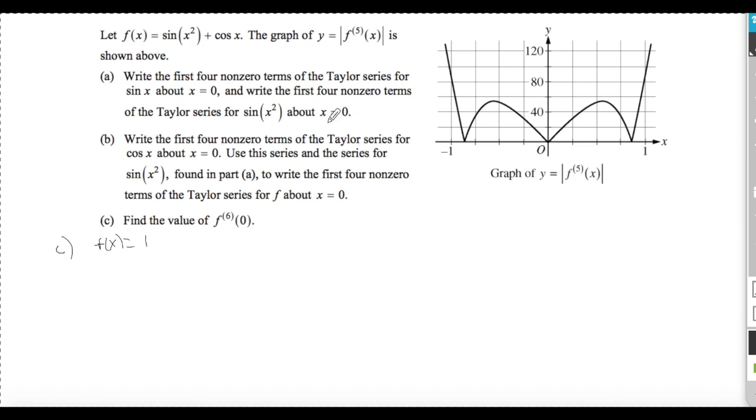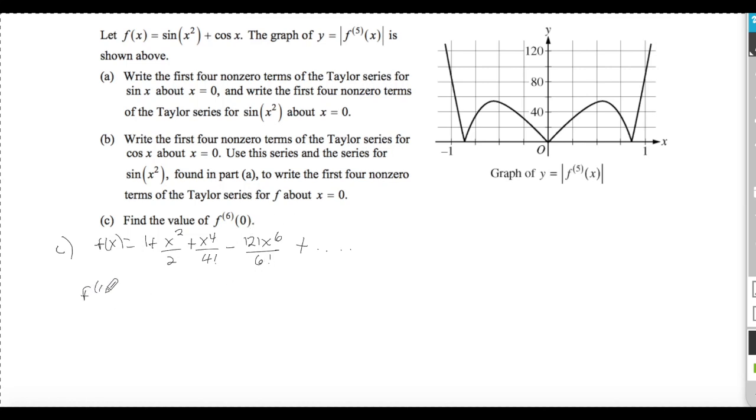So in part C, we have 1 plus x squared over 2 plus x to the 4th over 4 factorial minus 121 x to the 6th over 6 factorial plus, and so on and so forth. And we're asked for the 6th derivative of f. Well, we know then if this is a Taylor series, 6th derivative, we need to look at this guy over here.